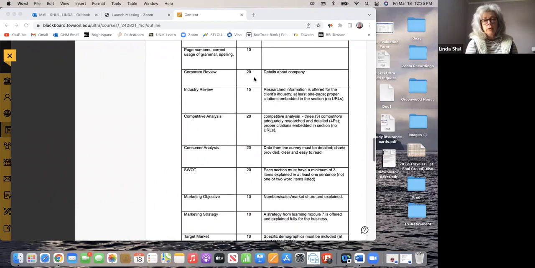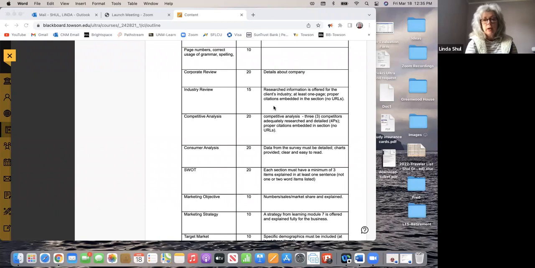All right, the corporate review, we talked about that, details about the company. The industry review, you have a section in this module on how to write an industry review. So I would follow that, and that's usually 1 page. Embed graphics into that, proper citations, no URLs, you guys. You'll get points taken off if you have URLs. You have to have proper citations. And just put the citation right there following the industry review.